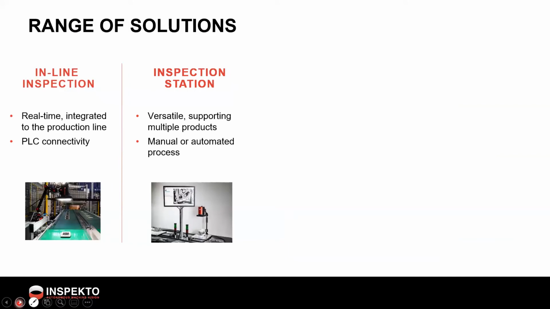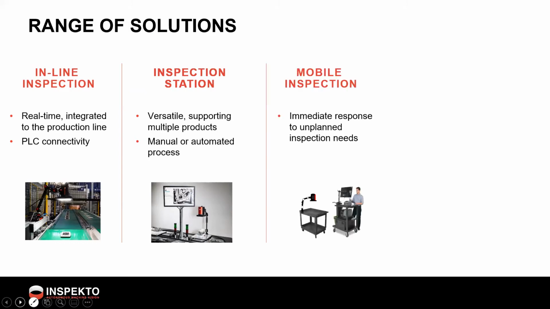Or you could have an inspection station. This would allow you to load different kinds of parts. You could have different fixtures for each of the parts you wanted to run. And then if you wanted to sample some of the parts you're running at any given moment, you just load them into your inspection station and you're able to run.